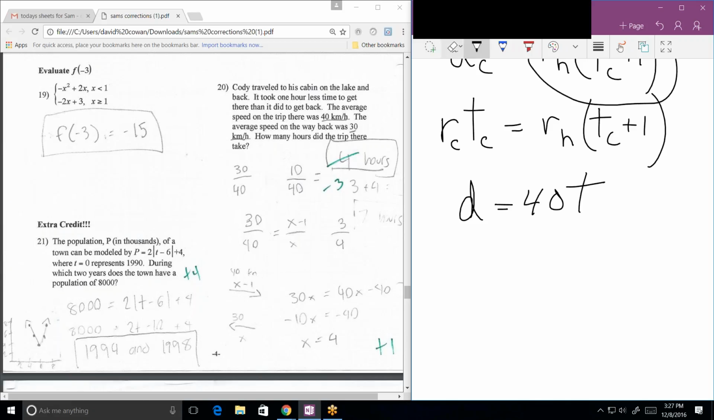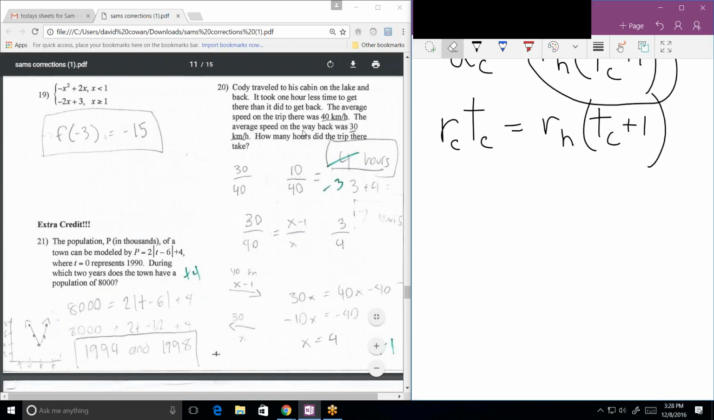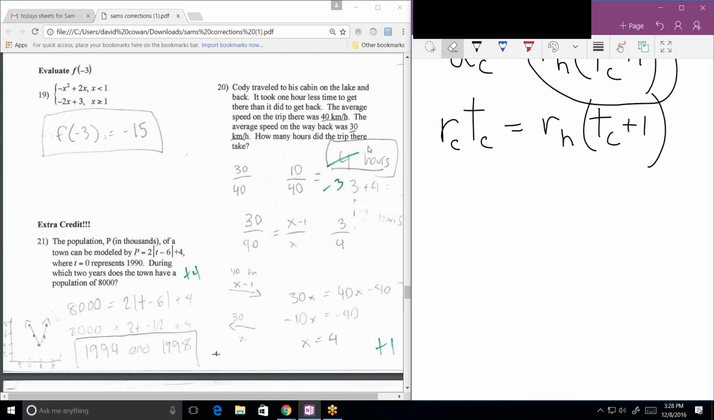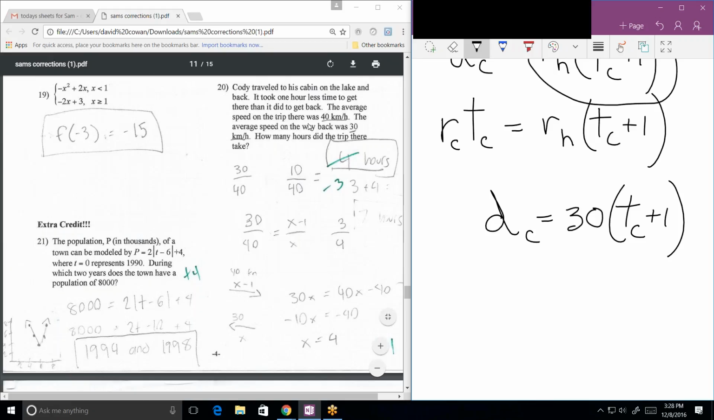I'll start with the back. Hold on. The average speed on the way back was 30. So the distance to home, which is the same as the distance to the cabin, was the rate on the way home, which is 30, times the time it took him to get to the cabin plus 1. So I know that equation. That's what the average speed on the way back is 30 means.